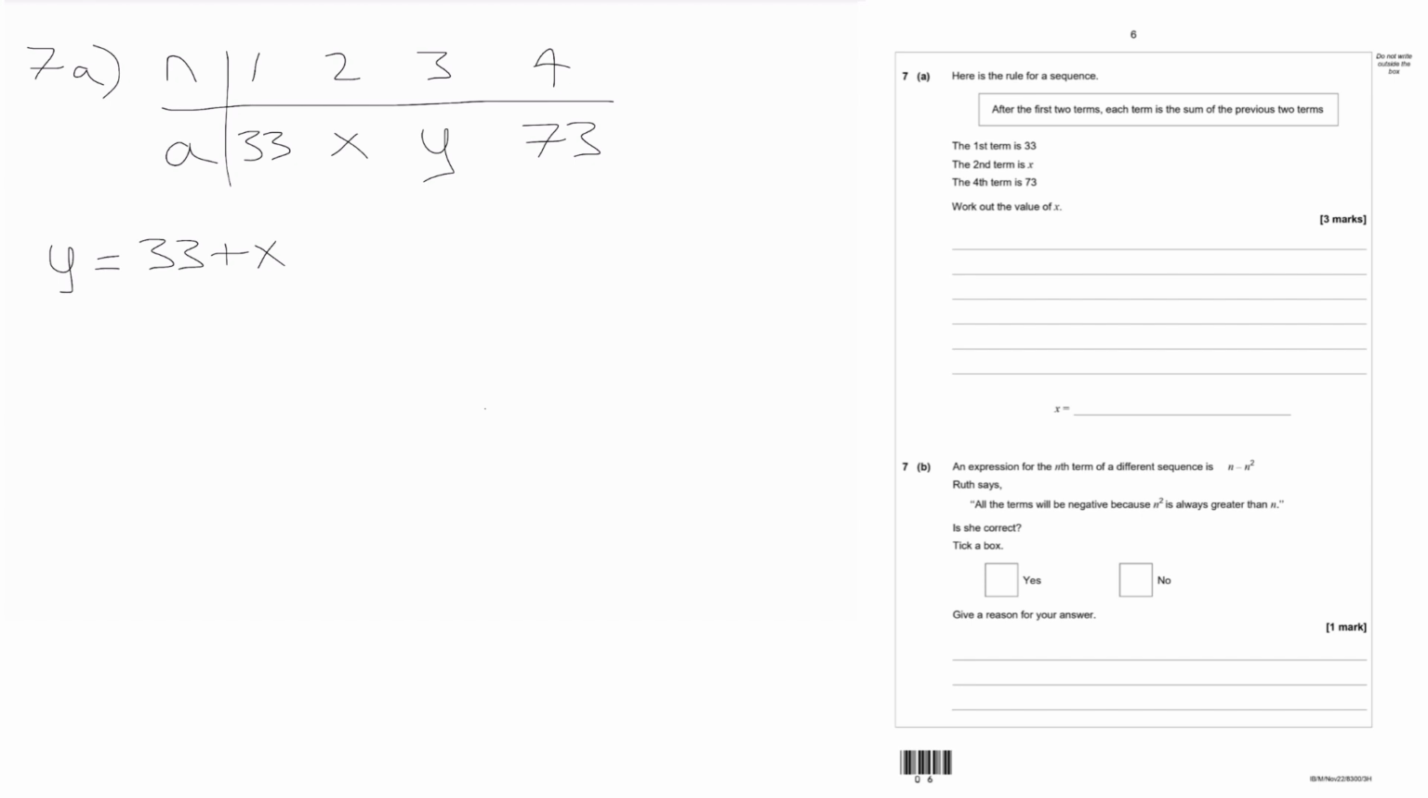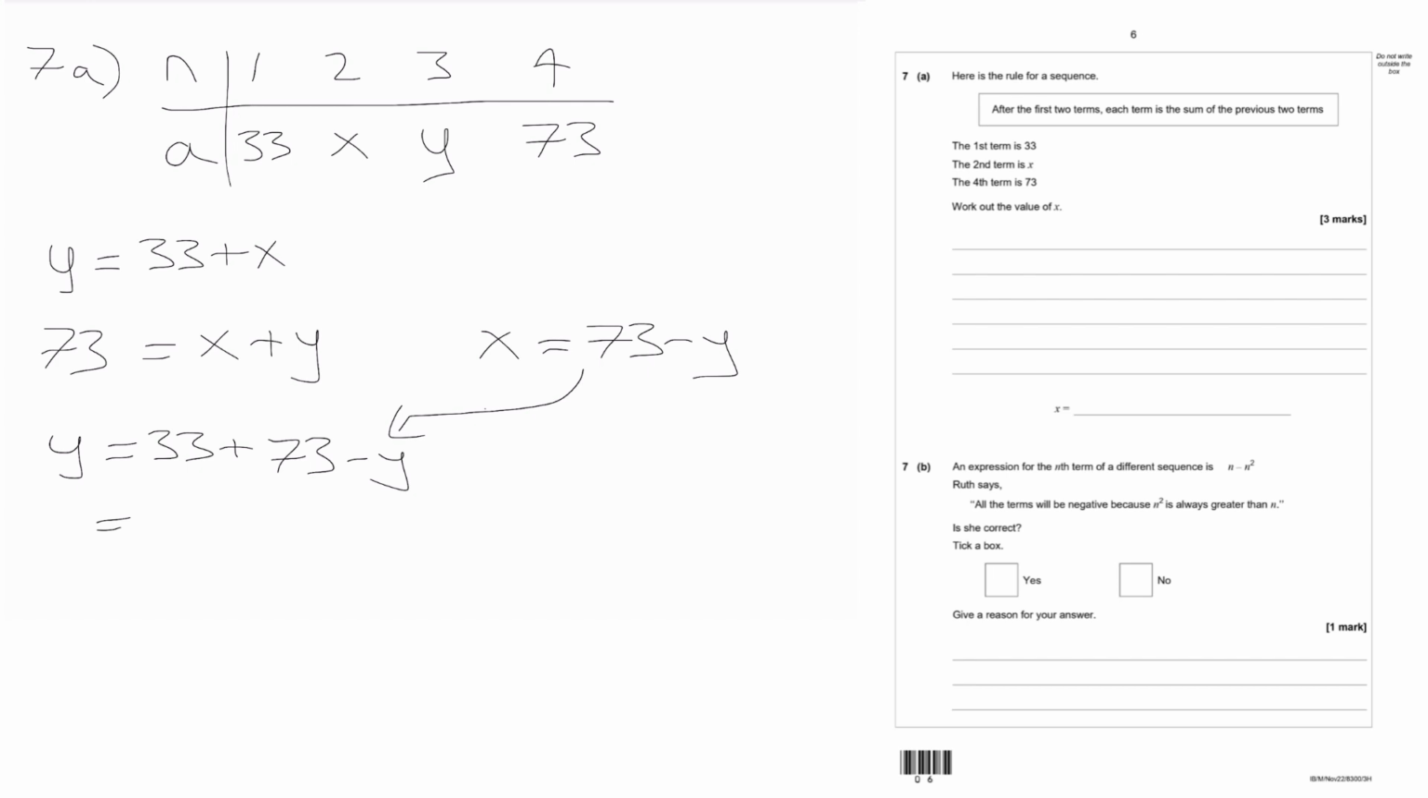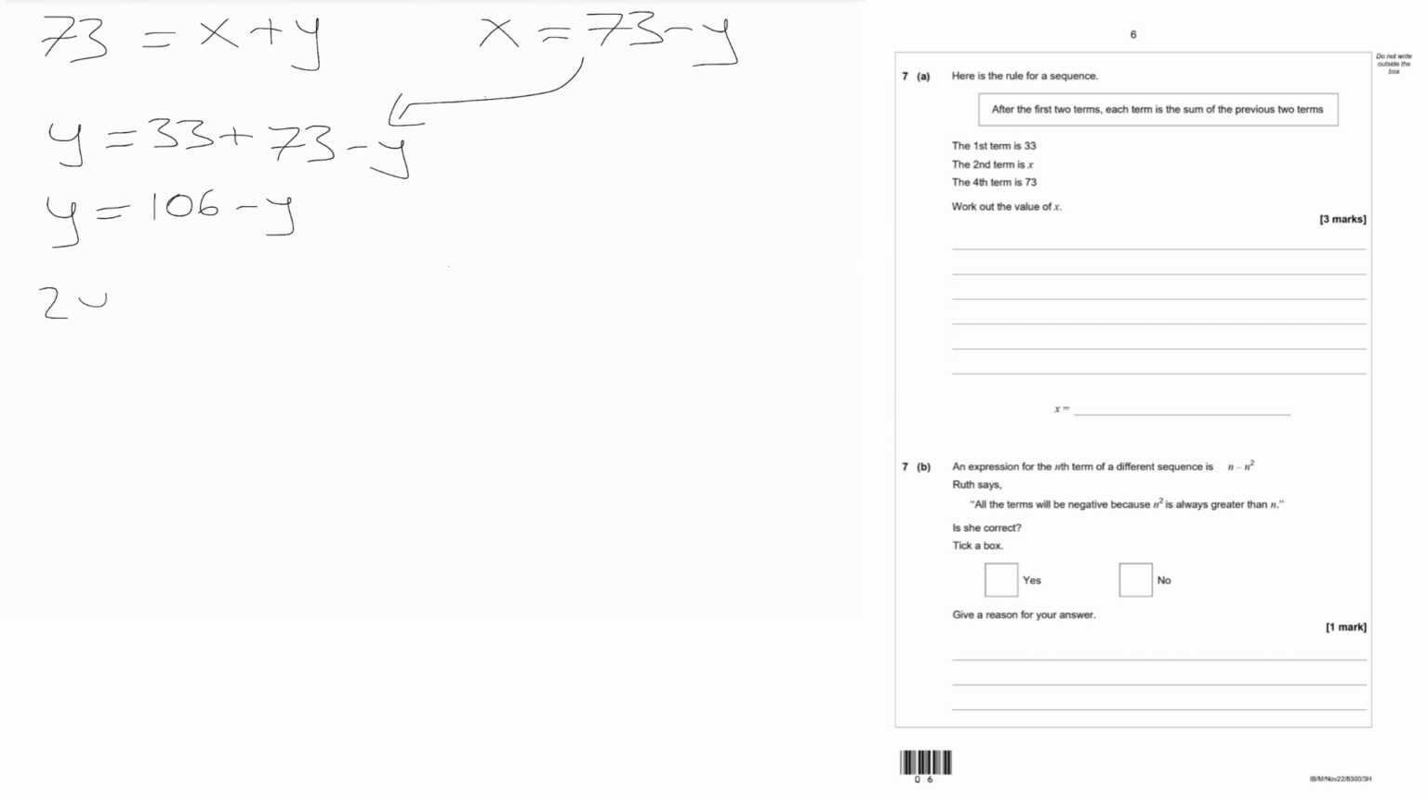I also know that 73, which is the fourth term, is equal to X plus Y. So now I can say that X equals 73 minus Y, and I'm now going to use this to work out the value of Y. So I have that Y is equal to 33 plus, and I'm going to substitute this value of X in here. So I have Y is equal to 106 minus Y. And this gives me that 2Y is equal to 106, and therefore Y is equal to 106 over 2, which is 53.